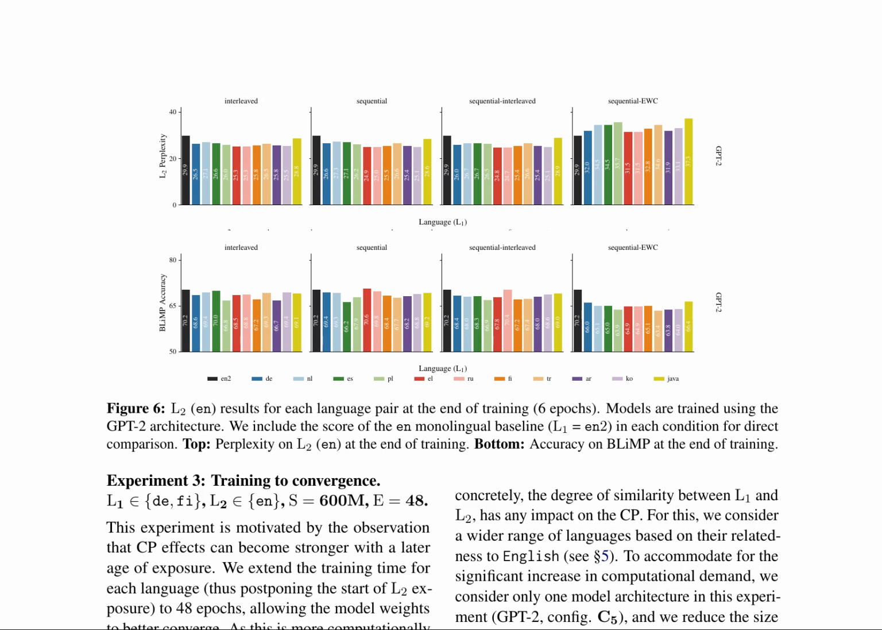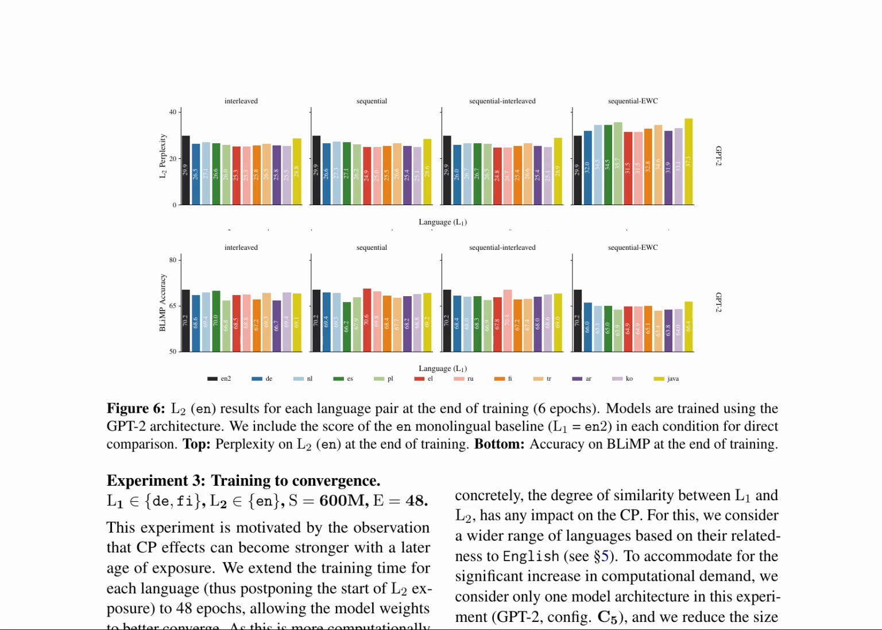Experiments 3 and 4 investigate the effects of training to convergence and diversifying the language pool on the critical period, CP, hypothesis. In Experiment 3, training time for each language is extended to 48 epochs, allowing model weights to converge. Results show that final performance is more uniform across the first 3 conditions, with the interleaved setting exhibiting a slight improvement over regular training. However, the learning pattern for the sequential EWC condition remains unchanged, and final L2 performance does not significantly improve with longer training.